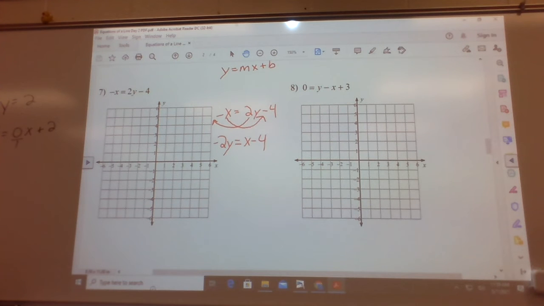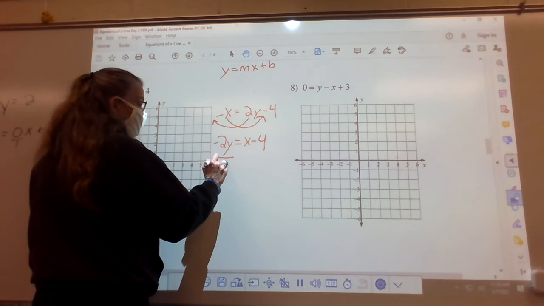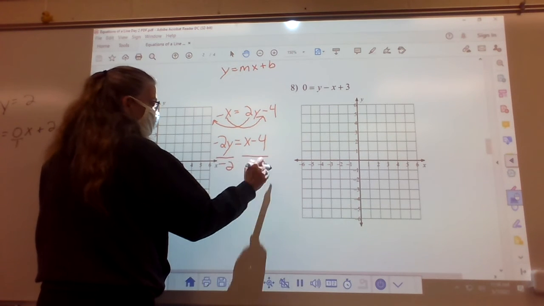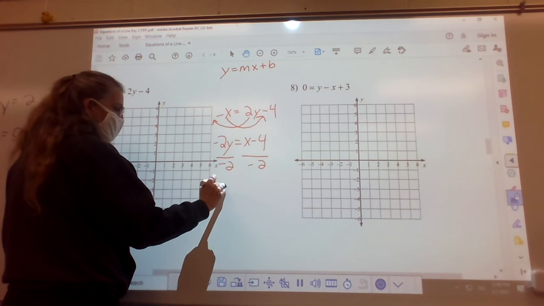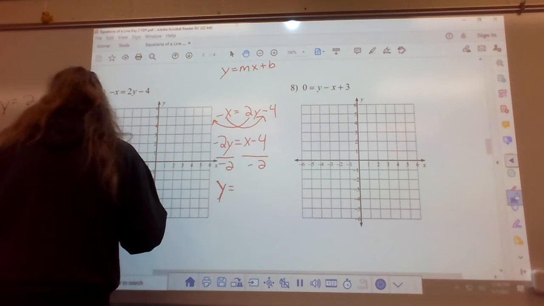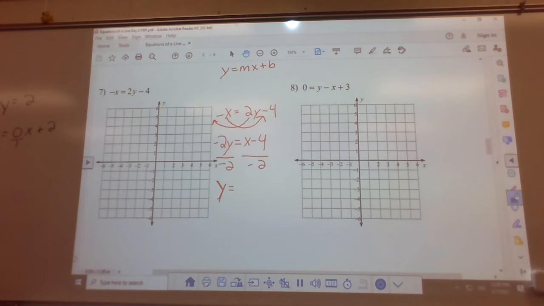Now that they're on the correct spots, I still have that -2 in the front. So I still have to divide by -2. So divide everything by -2. This cancels. I get y equals.